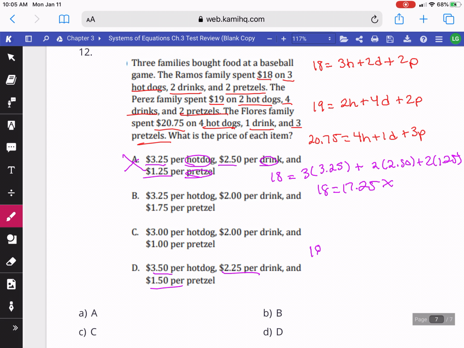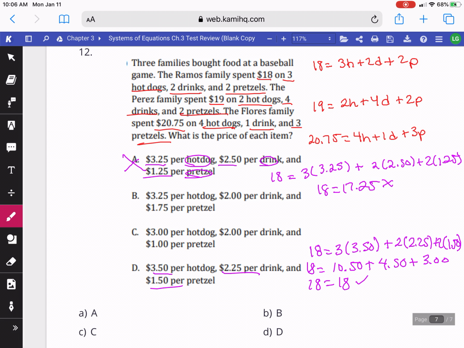So if I try for the first family, I would do 3 times the $3.50 for the hot dogs, 2 times the $2.25 for the drinks, and 2 times the $1.50 for the pretzels. If you work this out, this comes out to 10.5, this comes out to $4.50, this comes out to $3. If I add all those together, that comes out to 18. Again, though, you want to check it for all 3.